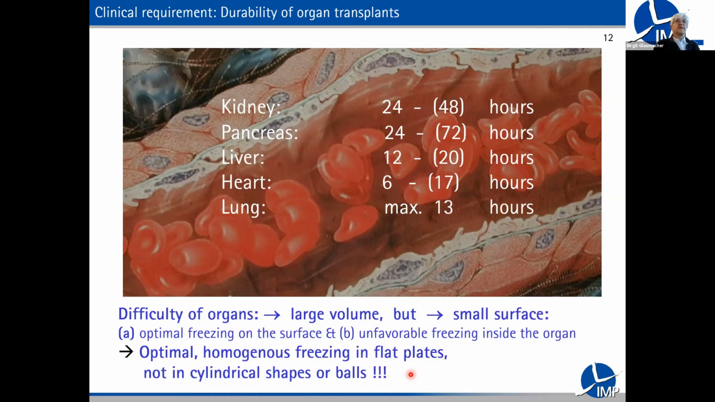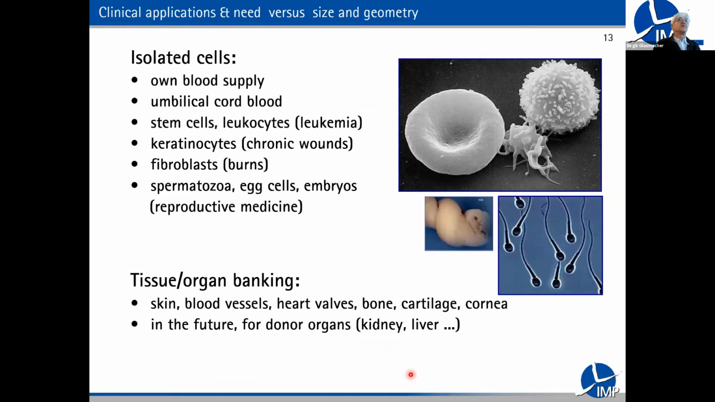In addition, as I already mentioned, the cells also have different geometries. I always like to show the sperm cells, which have a really different shape in comparison to other cells. And if we then go to tissue and organ, of course, we have this volume to surface ratio that is not very good for homogeneous freezing, which means the temperature should change homogeneously for every cell in the volume, and the freezing rate then also should be the same at every point.